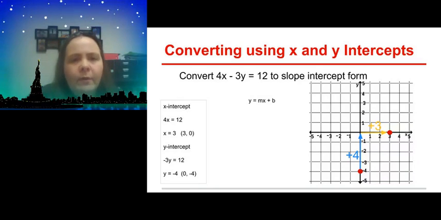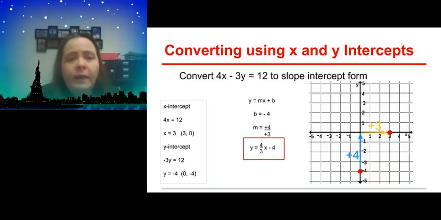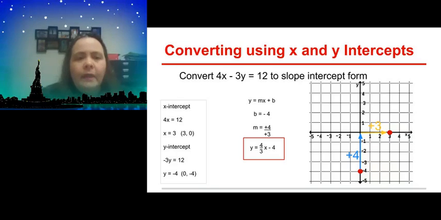So we're going to write our equation in y equals mx plus b form. We have b is negative 4 because that's our y-intercept. Our slope is positive 4 over positive 3, which is 4/3. So our equation, when we substitute m and b into the equation, is y equals 4/3 x minus 4. And we've done it. We've converted 4x minus 3y equals 12 into the equation in slope-intercept form of y equals 4/3 x minus 4. All right?